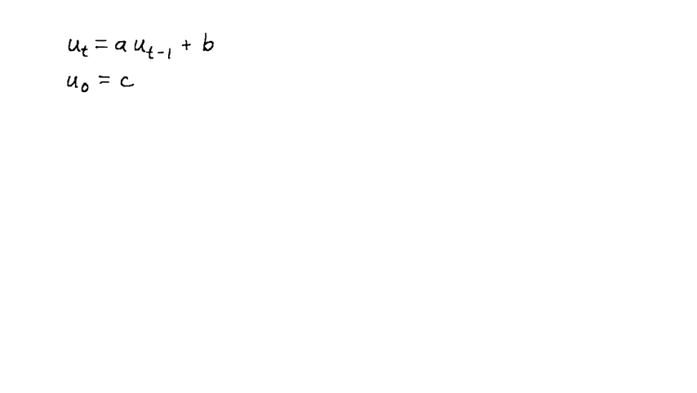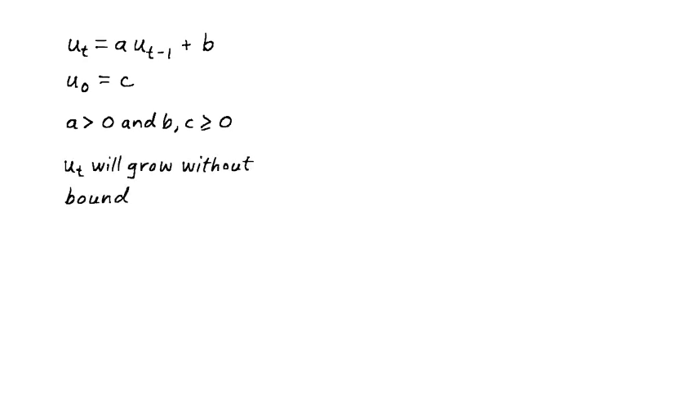Importantly, we'll choose the constant a to be positive and the constants b and c to be non-negative. We'll also choose them in a way that ensures the numbers we generate are integers. With certain choices of constants a, b, and c, the iterates we generate will tend to grow without bound. To keep some control on this growth, we turn to modular equivalence.